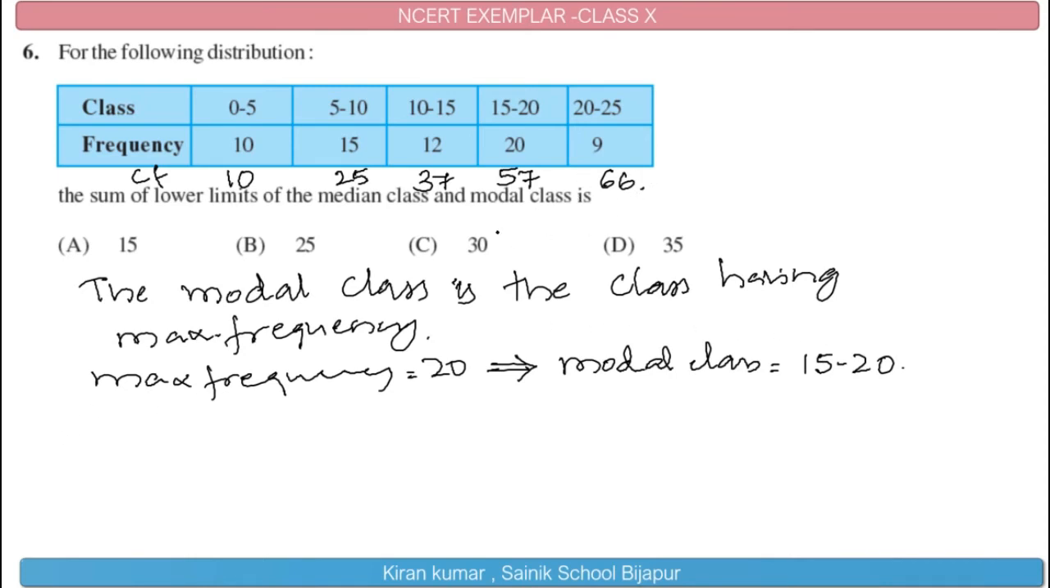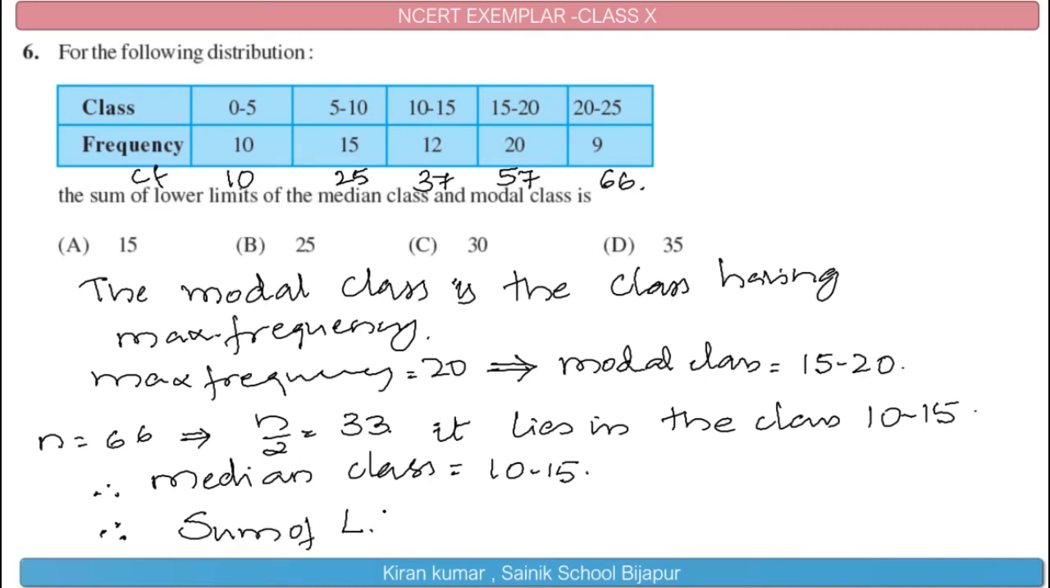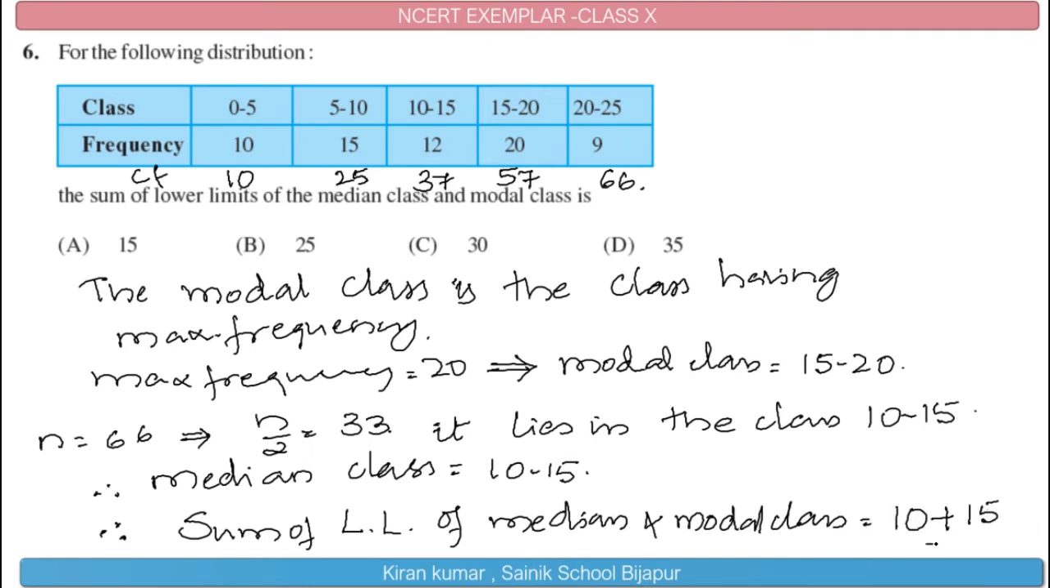And the last cumulative frequency is the value of n, which is 66. So n by 2 is 33. It lies in the class 10 to 15. Therefore, median class is 10 to 15. Therefore, the sum of lower limits of median and modal class will be, for the median class it is 10, and for the modal class it is 15. The sum is 25, and this verifies that option B is the right answer.